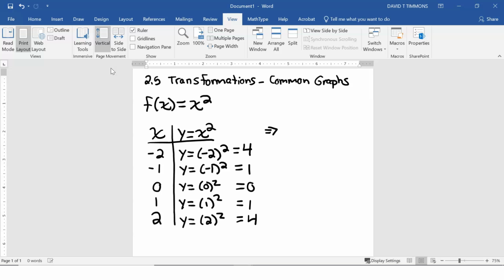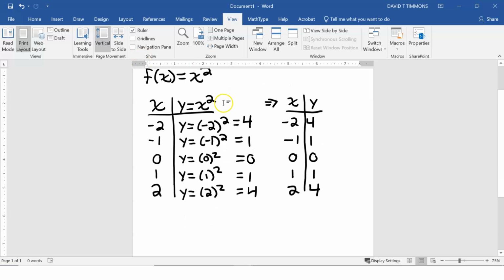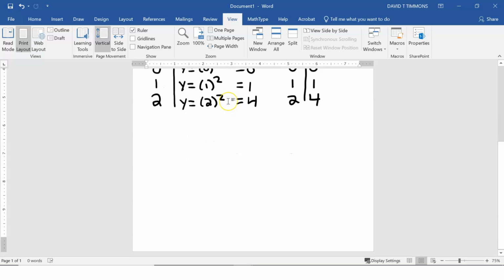And so as you get more used to this process, you can then really make the summarized table. These would be the x, y coordinate pairs that we would graph. So -2 and 4, -1 and 1, 0, 0, 1, 1, 2, and 4. So there's just one example of how you can create a table of coordinates.